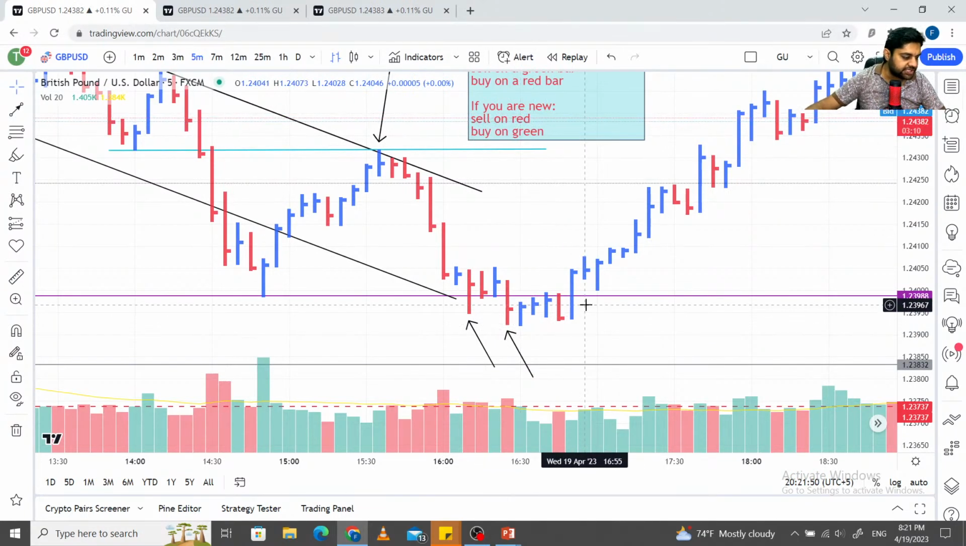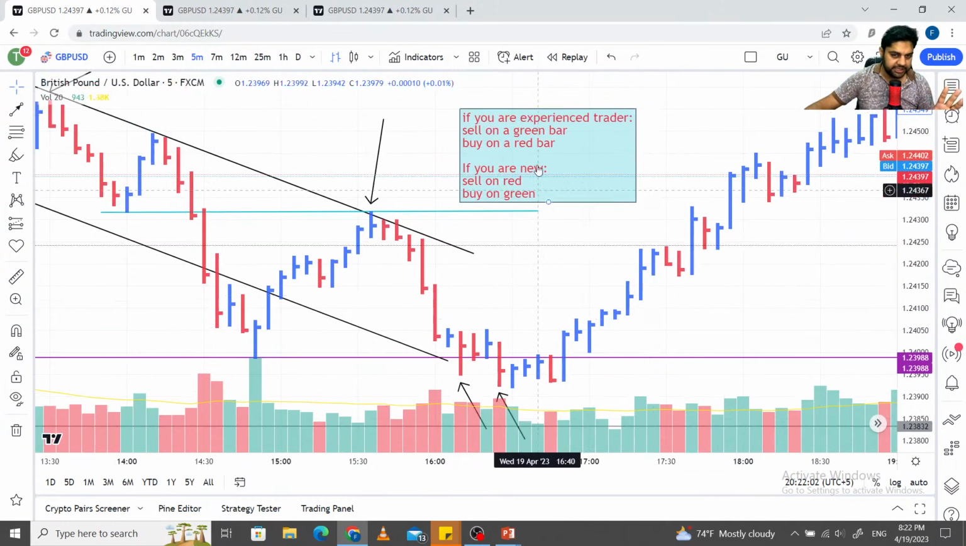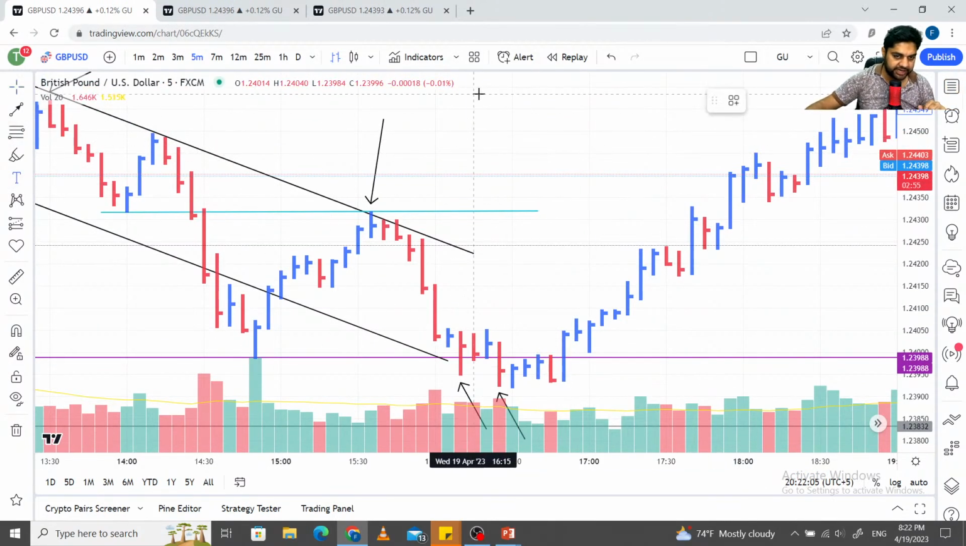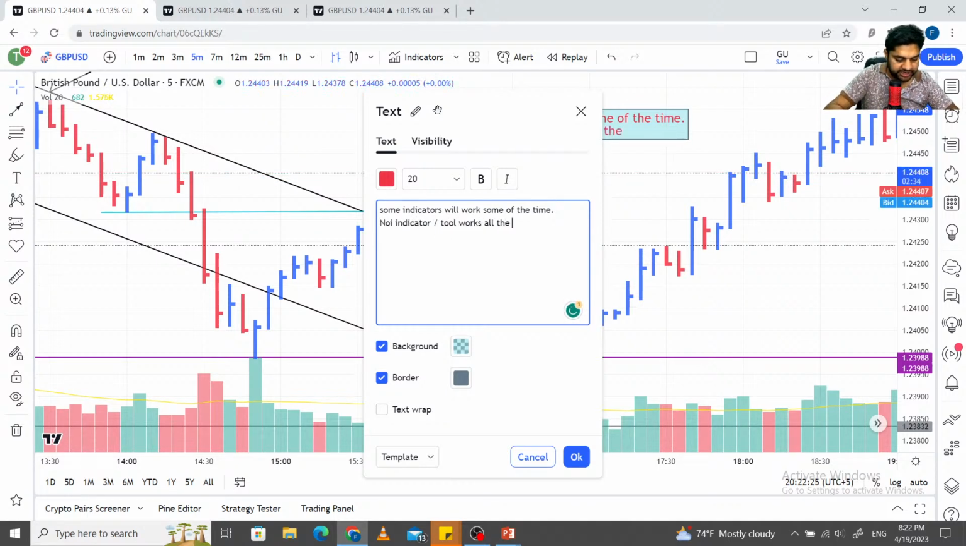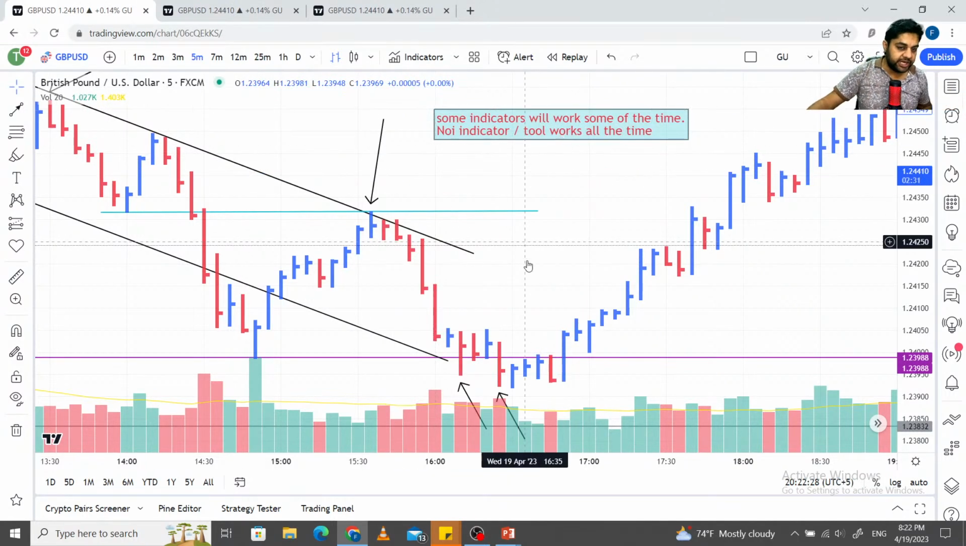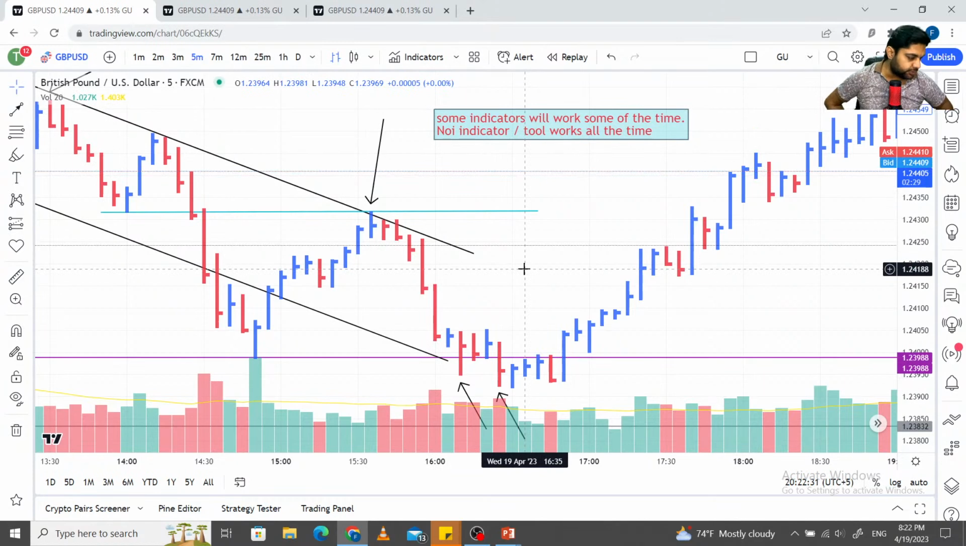Can you rely on Fibonacci retracement levels for stop loss and take profit levels? Yes, sometimes you can, but not always. We have already discussed the Fibonacci levels, but guys, always remember that some indicators will work some of the time. No indicator or tool works all the time. That's why you have to educate yourself.